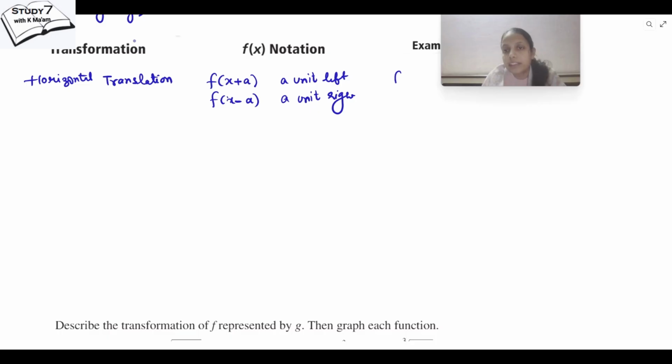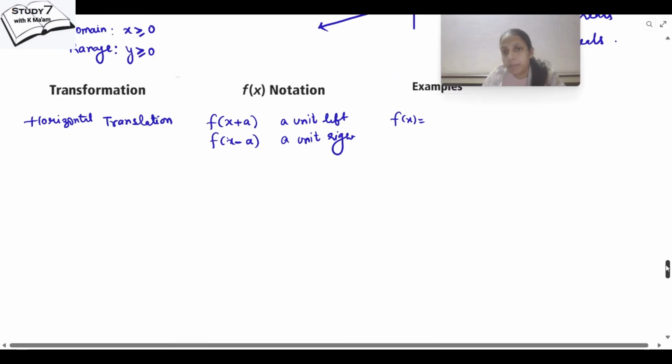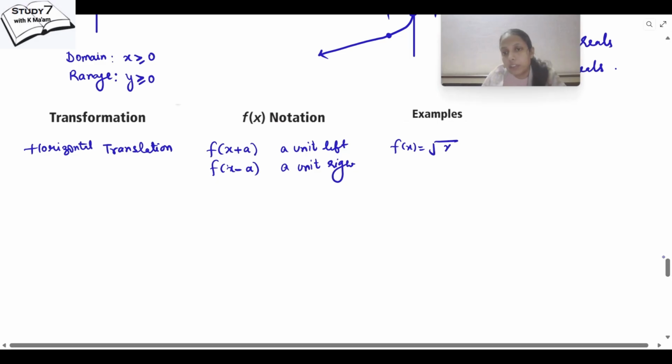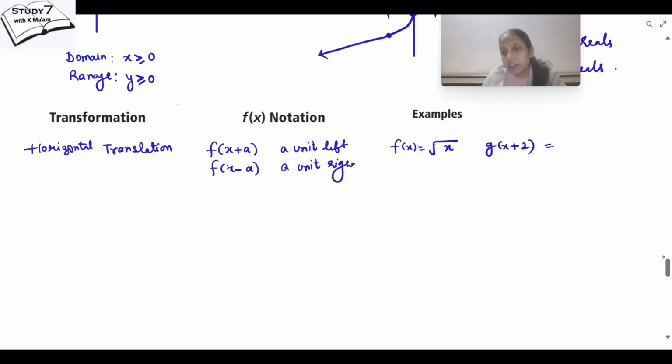If you want to see an example, let's see. The original function is f of x equals square root of x. I want g of x to be shifted 2 units to the left. So this is square root of x plus 2.